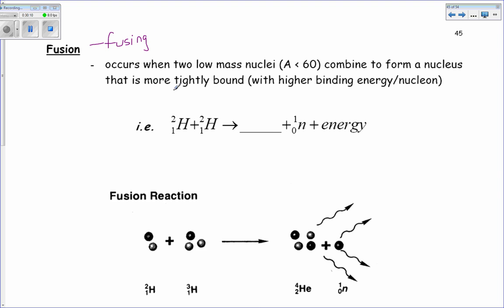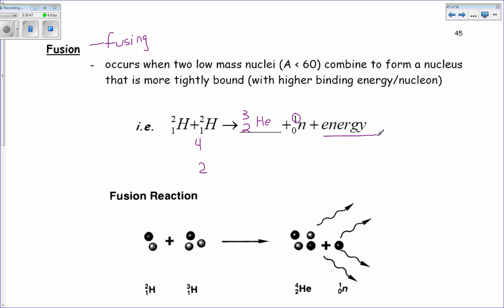Fusion occurs when two low mass nuclei, usually with an atomic number under 60, combine to form a nucleus that's more tightly bound, so a nucleus that has a higher binding energy per nucleon. Again, you have to balance the nucleons and the protons. Here we've got 4 nucleons and 2 protons. We've got 1 nucleon, so this has to have 3. This has 0 protons, so this one has to have 2. So we have 3 nucleons, 2 protons, so 2 protons and 1 neutron, and this is helium.